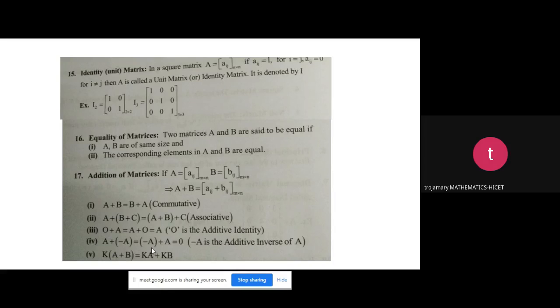Then the additive identity is a null matrix. The null matrix is called the additive identity. Then minus A is called the additive inverse of A. Okay? So A plus minus A equals minus A plus A equals 0. Then if you multiply any scalar with a matrix, K into A plus B is equal to KA plus KB. Okay, these are all the basic concepts.